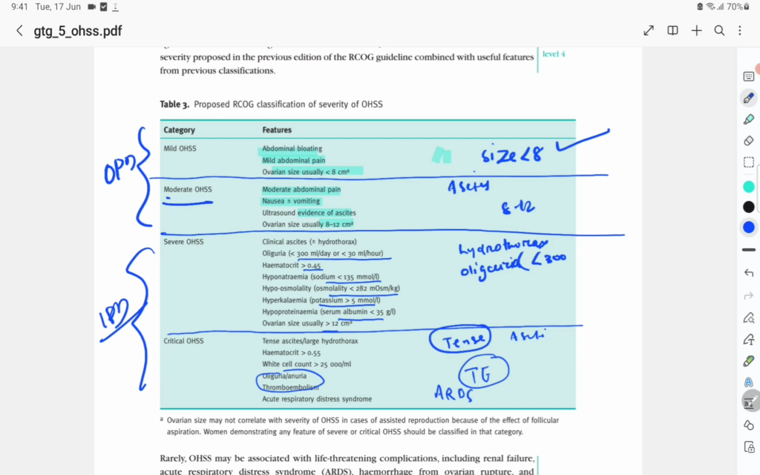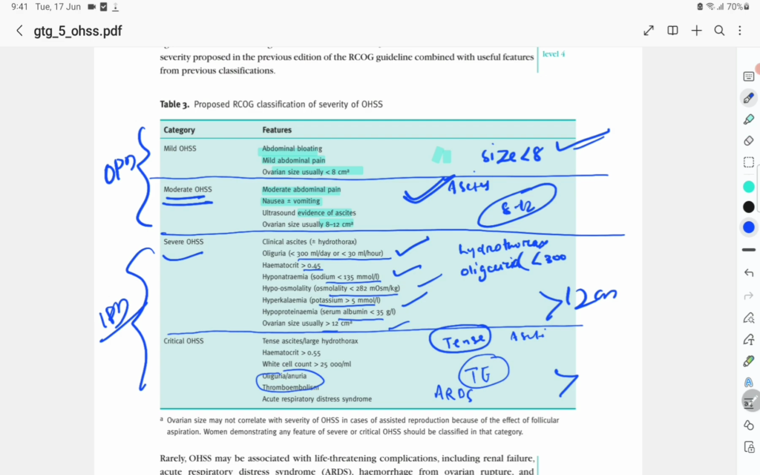The moderate OHSS, very important. The difference is that ascites starts from moderate OHSS and the ovarian size increases to 8 to 12 centimeters. Then there will be moderate abdominal pain. In severe cases, you have to know all the renal function tests. Oliguria, less than 300 ml a day. Hematocrit is also more than 45%, hyponatremia, hyperkalemia, hyperosmolality, and hypoproteinemia, and ovarian size gradually increases to more than 12 centimeters. So less than 8 centimeters is mild, moderate is 8 to 12 centimeters.